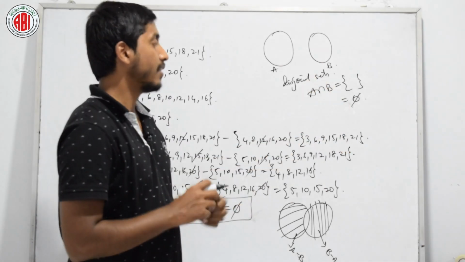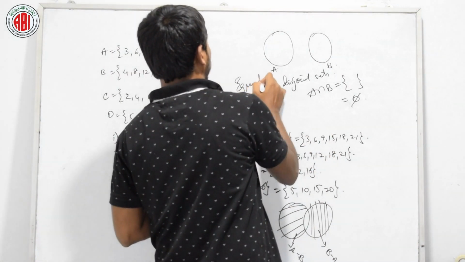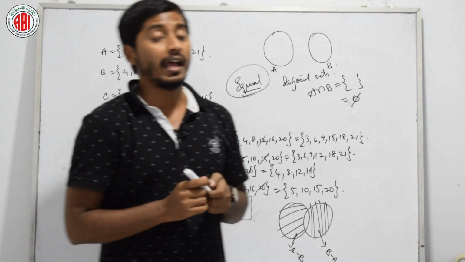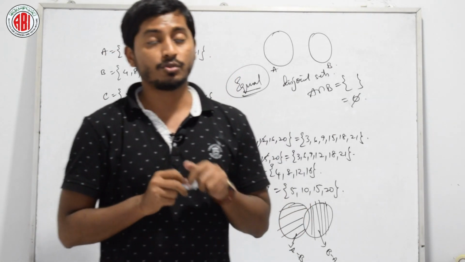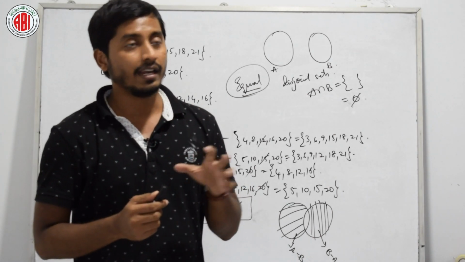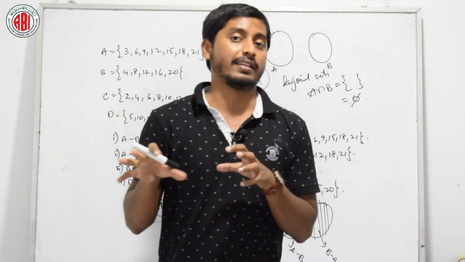And not only this, there is one more thing you have to remember: equal sets. When are two sets said to be equal? Tell me. Two sets can be called equal sets only when all the elements of the first set are equal to each and every element of the second set.